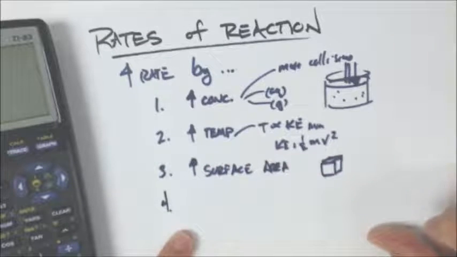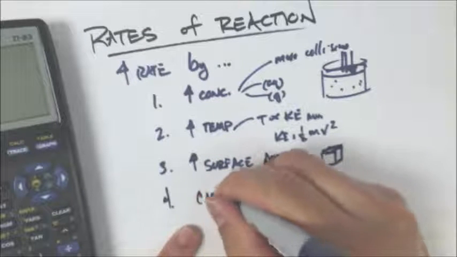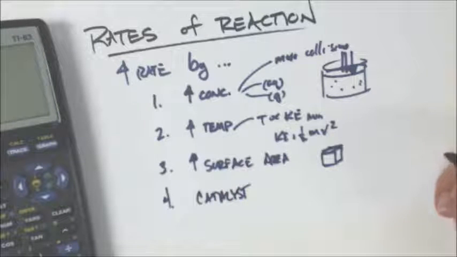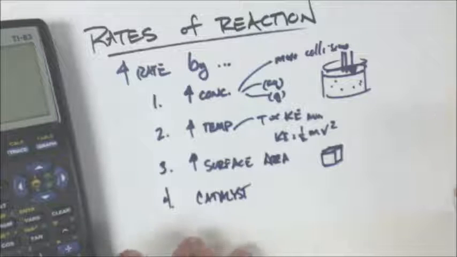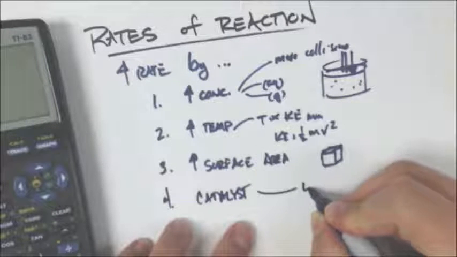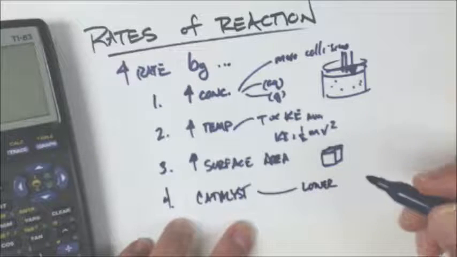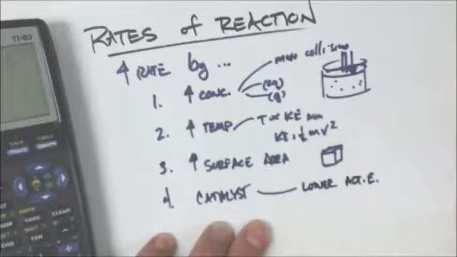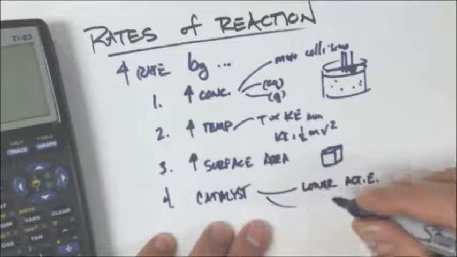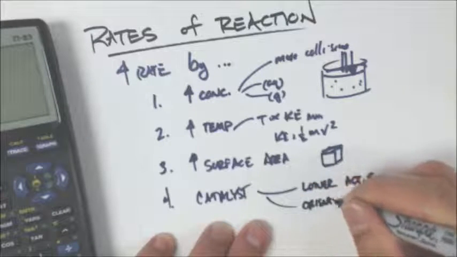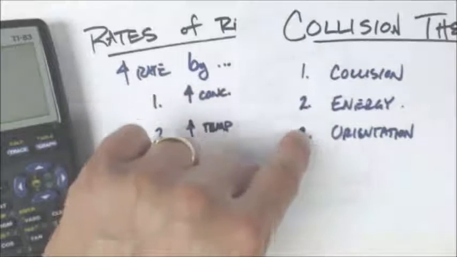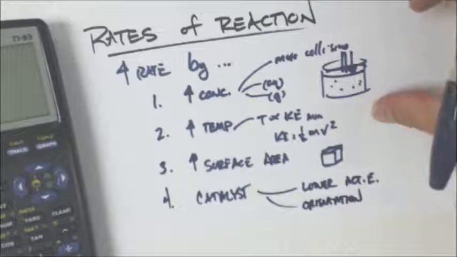And then the fourth one is to add a catalyst. A catalyst's job is simply to increase the rate of the reaction. It generally does that by providing some other reaction pathway that's going to have a lower activation energy. And so that's how that often works. Sometimes it has an impact on the orientation that we talked about just a few minutes ago with collision theory: collisions, energy, and orientation.